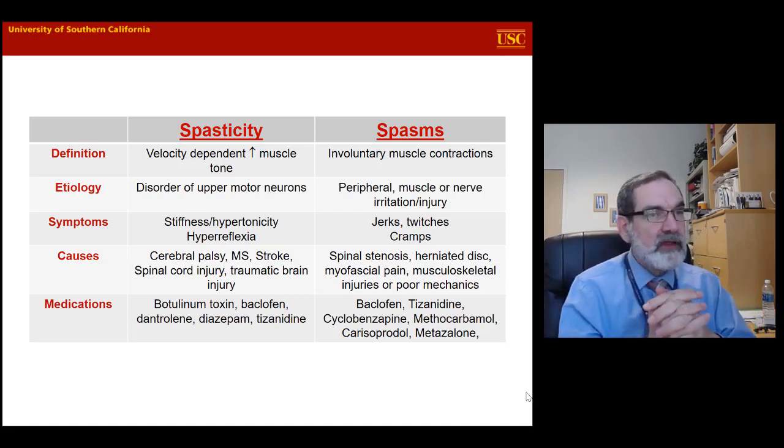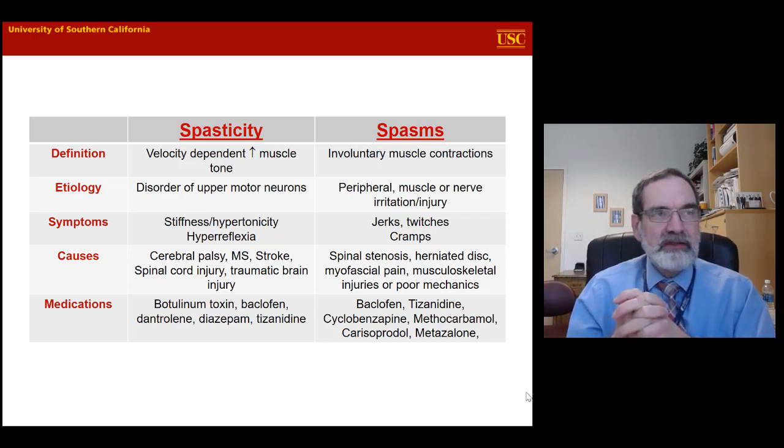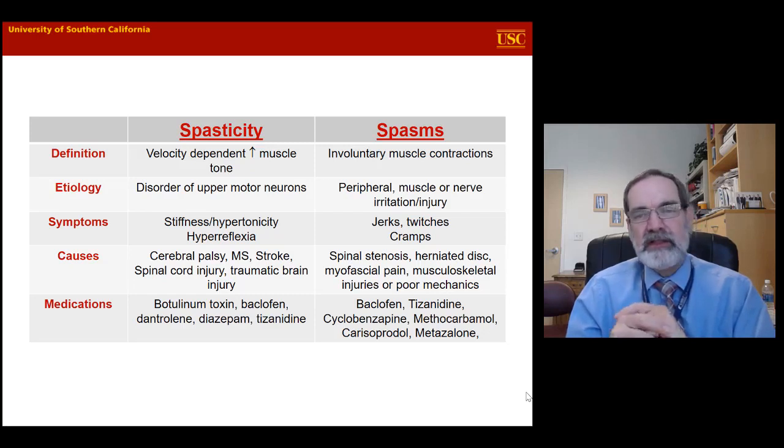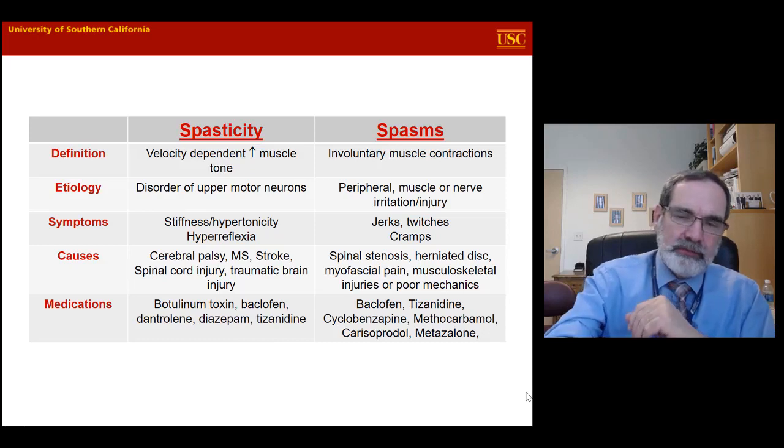Diazepam, which is known as Valium. Tizanidine, known as Zanaflex. All of these can be used for spasticity. Baclofen, tizanidine can also be used for spasms. Cyclobenzaprine, which is Flexeril. Well, I'll go over all these names in a little bit. Methocarbamol, carisoprodol, and metaxalone are all options.